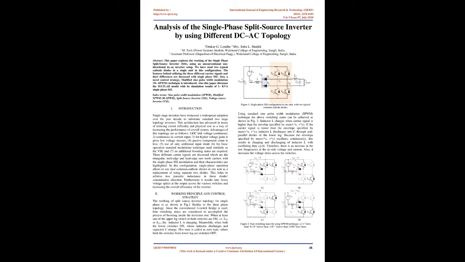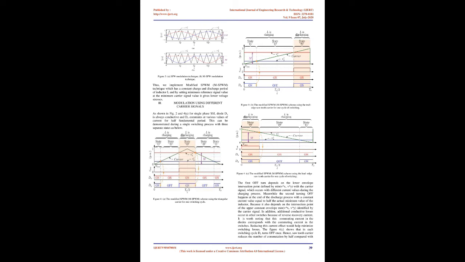Three different carrier signals are discussed, which are the triangular, trail edge, and lead edge sawtooth carriers, with the single-phase SSI modulation, and their characteristics are highlighted.